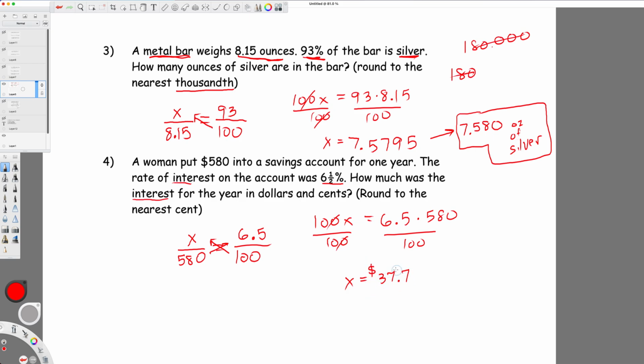Nobody should say $37.70 with the zero missing. I'm going to tack a 0 on there. This is $37.70 in interest. So assuming nothing was taken out of that at the end of the time, they will put that money in there. You're earning interest because the bank is using your money. And so interest is just payment for using money. So that is number 4. Let's move on to number 5.